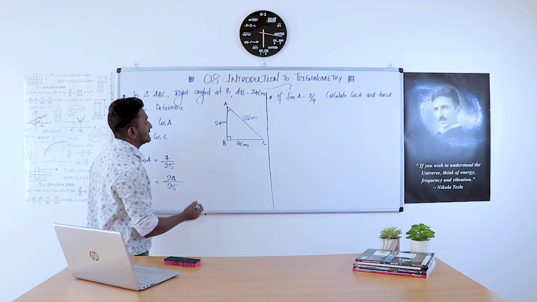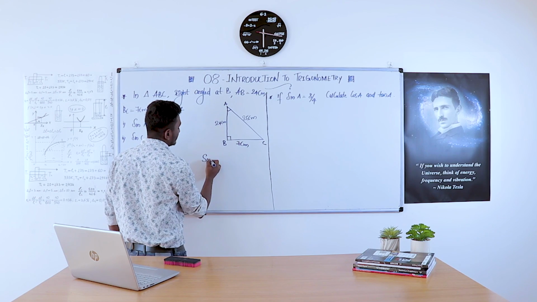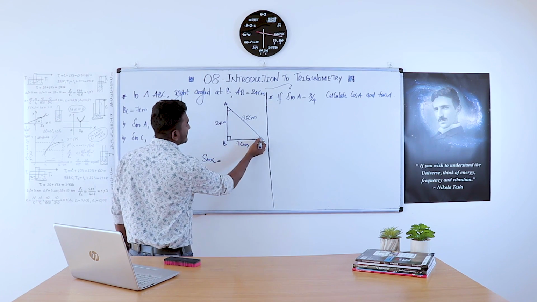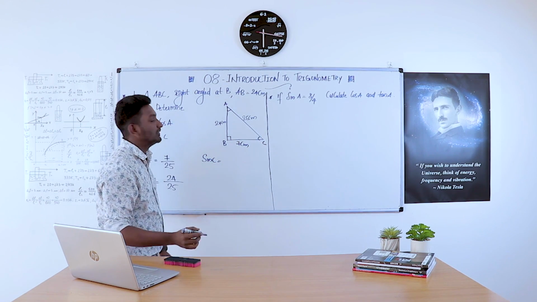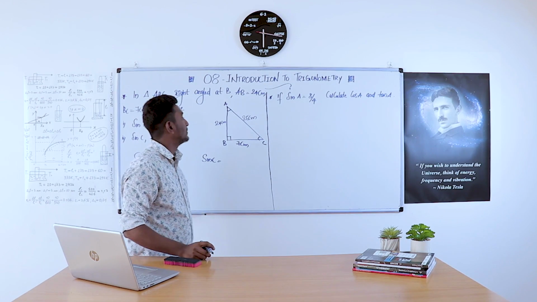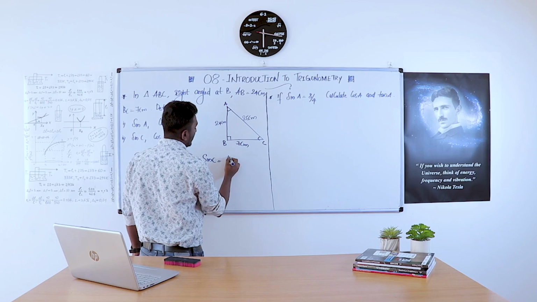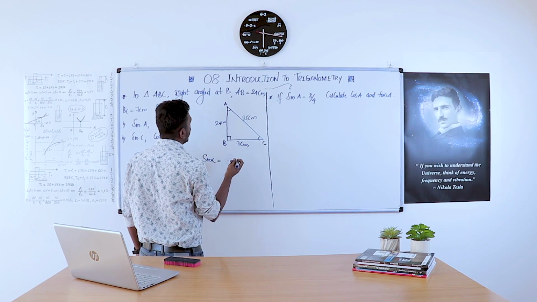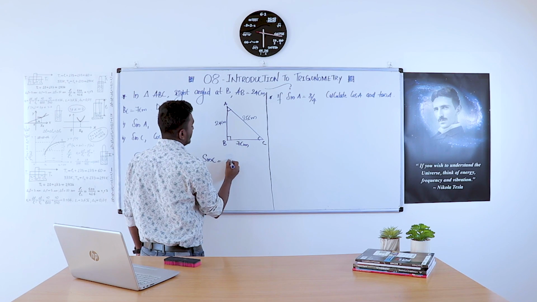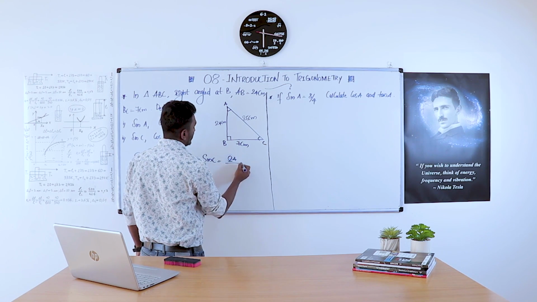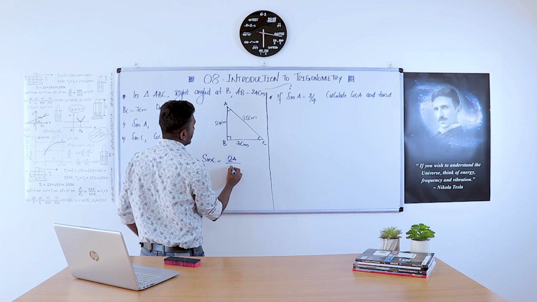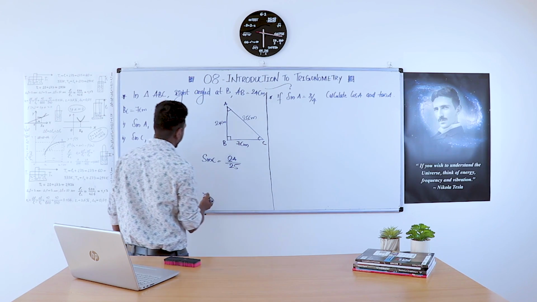Now we need to find sin C. This is the angle C. For sin value, the equation is opposite side by hypotenuse. AB is the opposite side of angle C, and the value of AB is 24 by hypotenuse. What is hypotenuse? It is 25.